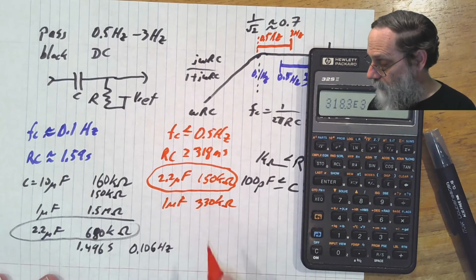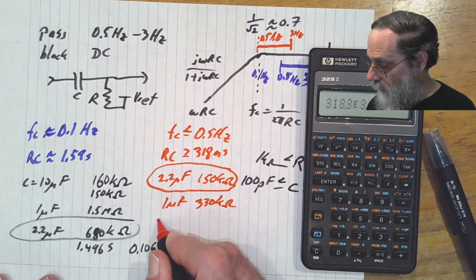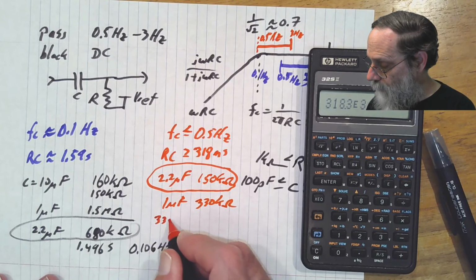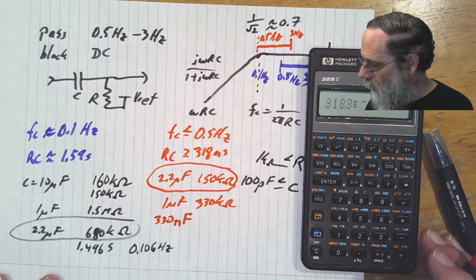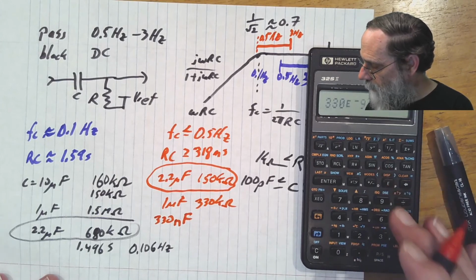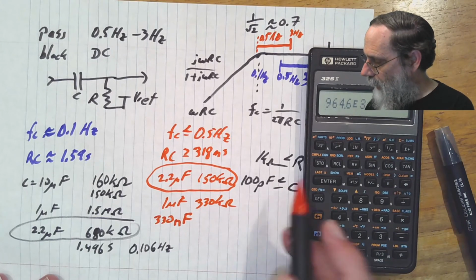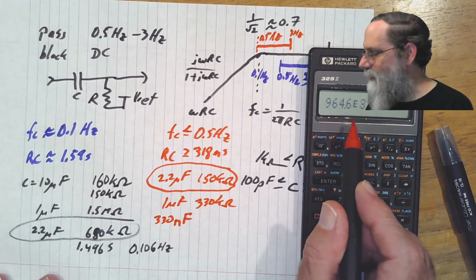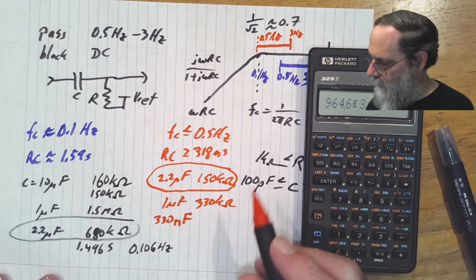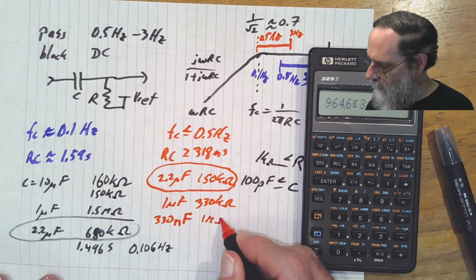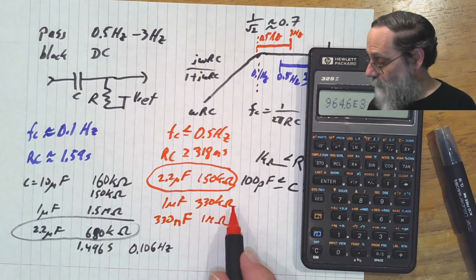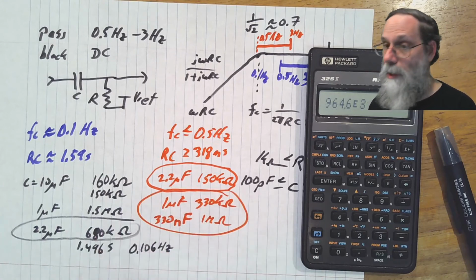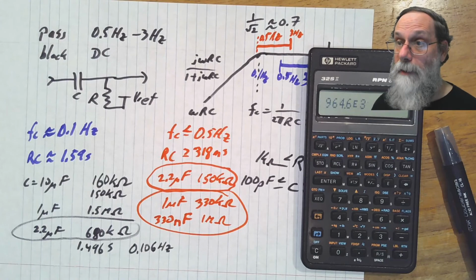What happens if I take this thing down to something like 330 nanofarads? Alright, so 330 nanofarads, do the division, and I need at least 964 kilo ohms, so that's 1 mega ohm. And I don't want to go any further than that because I'm already hitting up my top limit there. So here's a couple more good designs. Any of these designs would be acceptable.